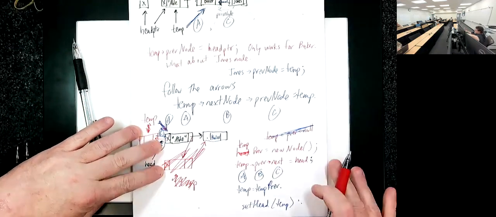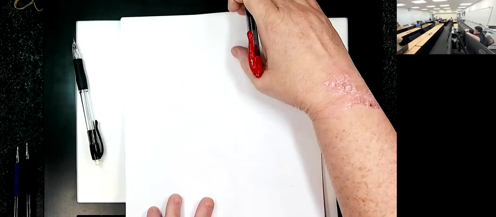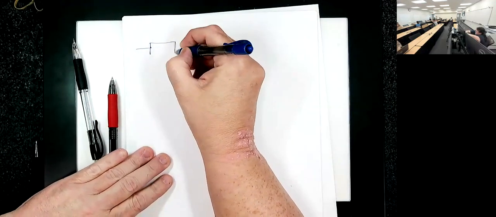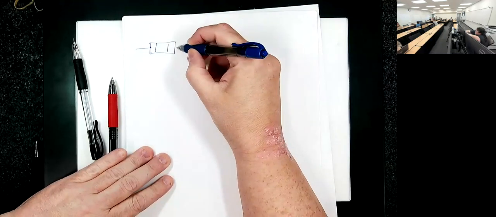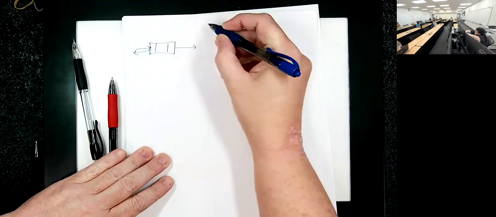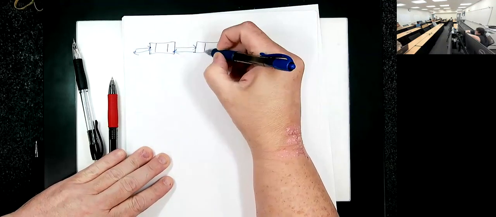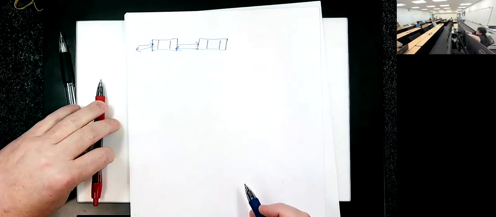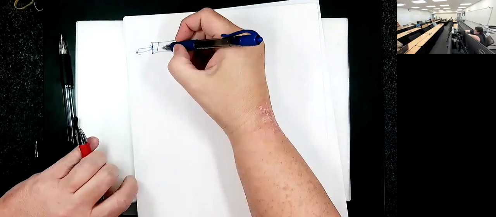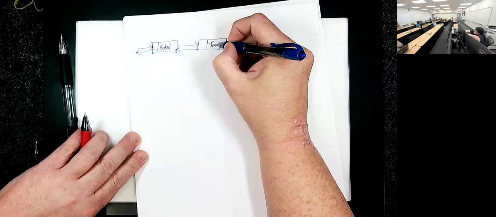Okay, so we've got Baker and Jones, maybe a new picture. We're in the middle of a list. So we've got something coming in here, and there's a pointer going back that way, and there's a pointer going back this way. And let's say this is Baker and this is Jones.